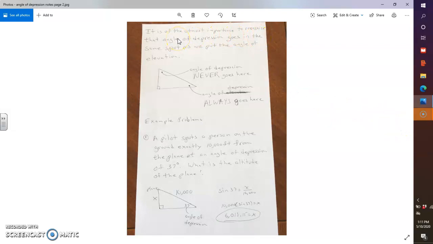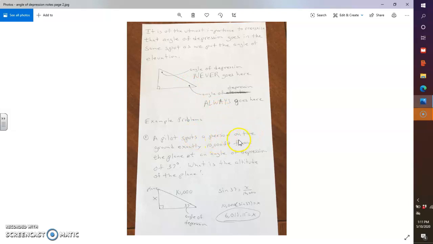Now, once again, I know I'm repeating myself, but it's of utmost importance: the angle of elevation goes here. It never goes here, it always goes here. And then from there, we have our example problems.